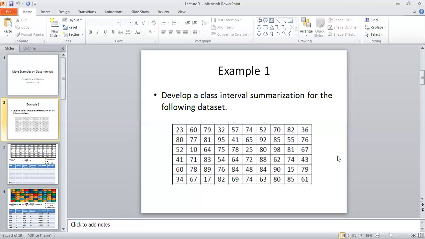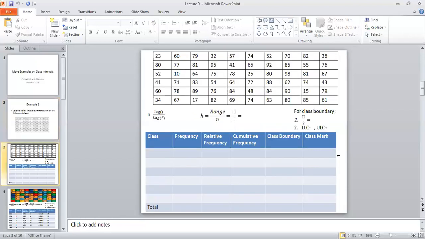How we proceed with the class interval summarization, the method is the same, but when the data set size changes, a few things change as well, and we are going to discuss those changes particularly. So over here we have developed a little template. This is the data set that we are going to work upon, and the first thing that we need to know is the number of classes or the number of groups that we are going to have in it. The second thing is the class height and then the class width, and then there are some calculations for the class boundary.